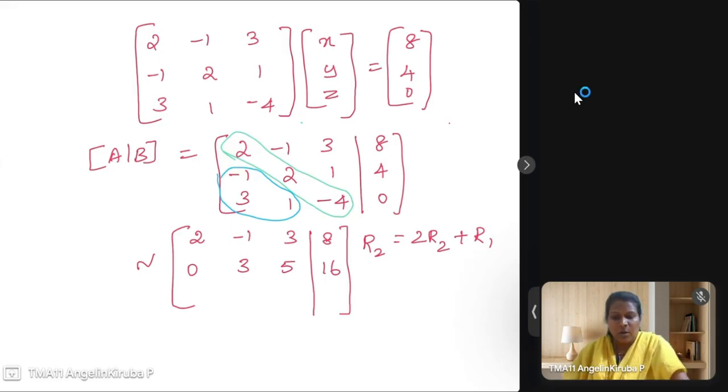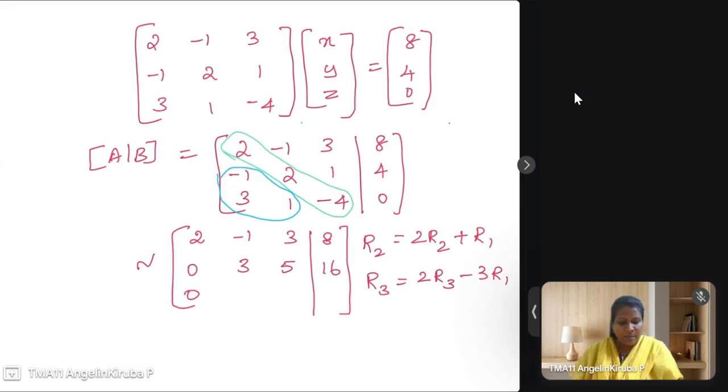Coming to the third row, R3. What can we do? R3 is 2 times R3 minus 3 times R1. So the first element will become 0. 2 times R3, it is 2. And minus into minus will become plus, so it will become plus 5, minus 17, minus 24. So now we have to make this 5 equal to 0.